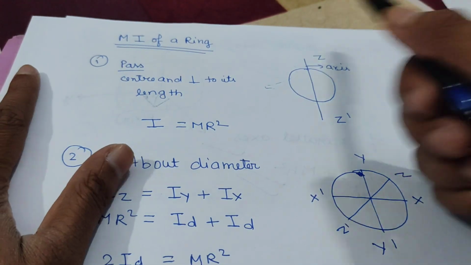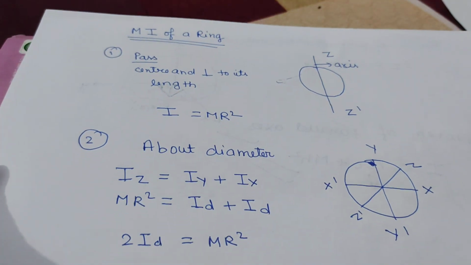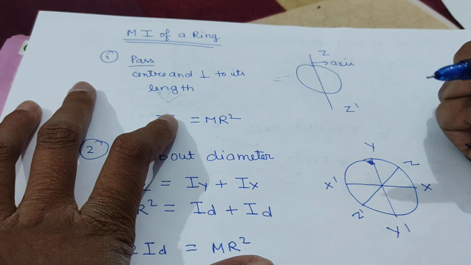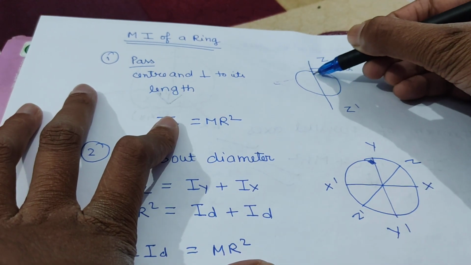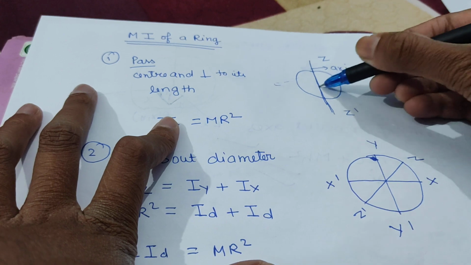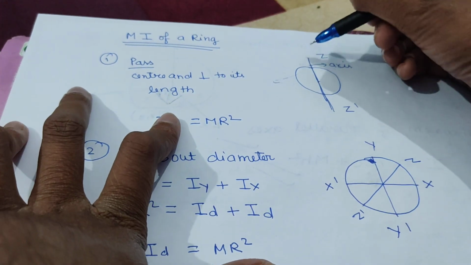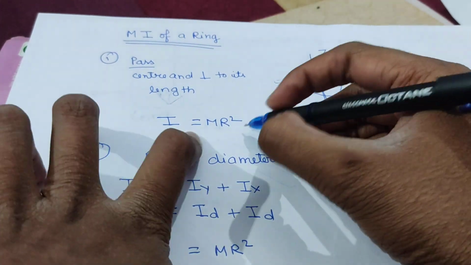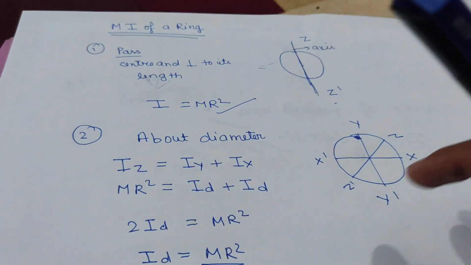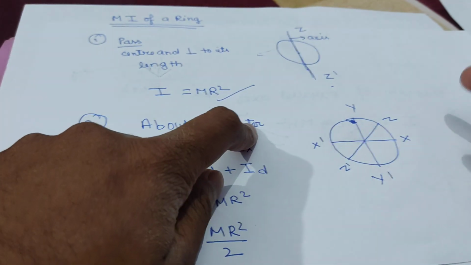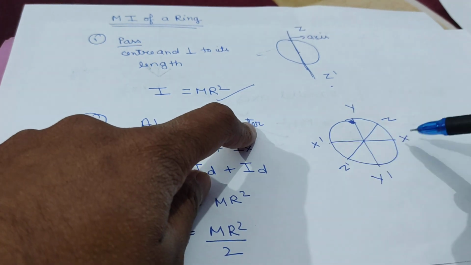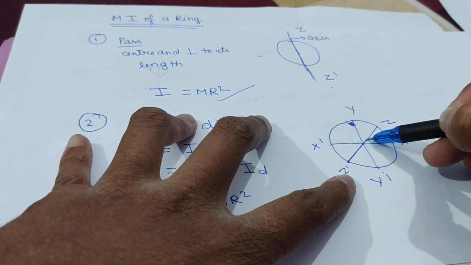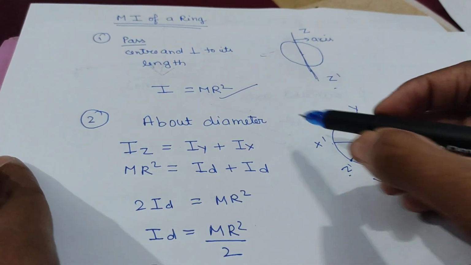So this is the moment of inertia of a ring. When we're finding the moment of inertia of a ring, we'll take an axis which passes through the center and is perpendicular to its plane. It is from z to z dash, and its moment of inertia is mr square. When we're taking the diameter, like x to x dash and y to y dash, the diameter is the axis we're taking. This would be our axis, z to z, and we have to apply this theorem.